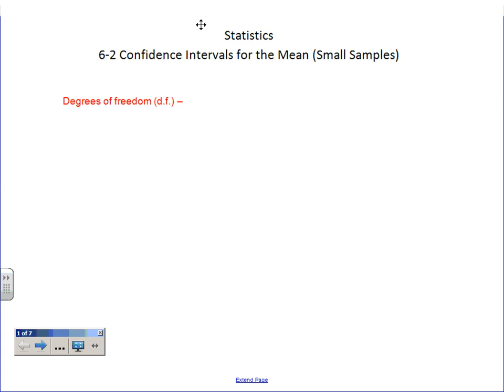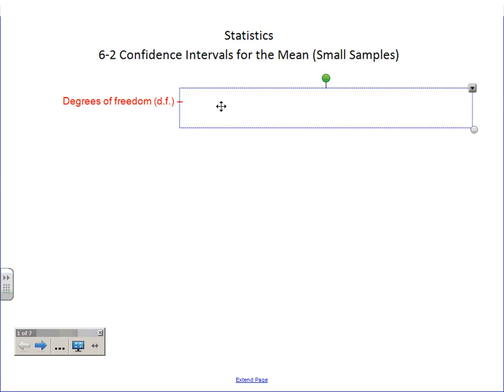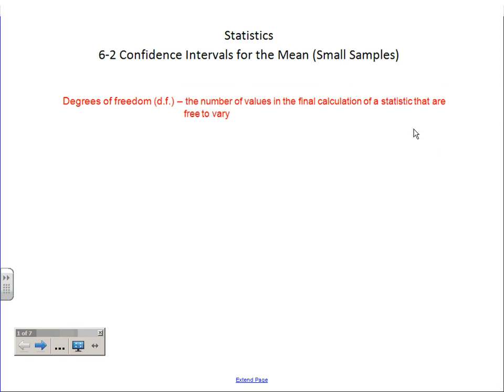Here we're going to learn a little bit different distribution today, but we do have to talk about degrees of freedom first. It's an interesting idea, and it's a very difficult concept for some to understand, and so I tried to come up with a few other examples that were not statistics-based to help you out. But first, let's just look at the definition here.